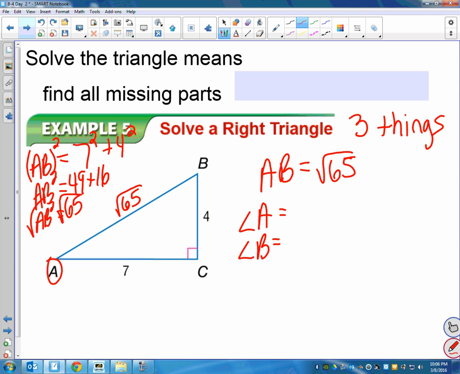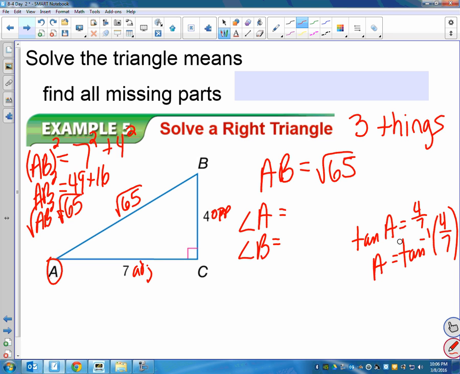So I'm going to do tangent. How about that? Surprised, you thought I was going to do sine, didn't you? I'm going to do tangent because tangent is opposite over adjacent. So I'm going to say that the tangent of A equals 4 over 7. So I'm going to type in my calculator that A equals inverse tangent of 4 over 7.